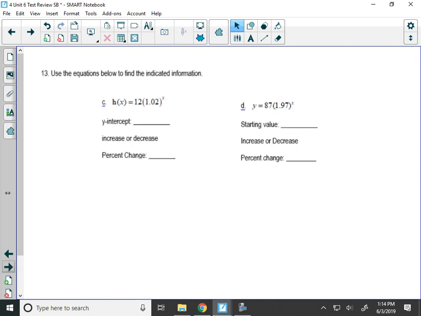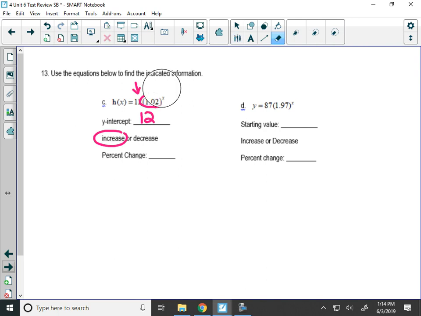All right. Number 13. Do C and D here. We're just identifying information. So the y-intercept, that's also called the starting amount. The starting amount for this value, or the equation in C, is 12. Because the growth rate here is bigger than 1, we're increasing.